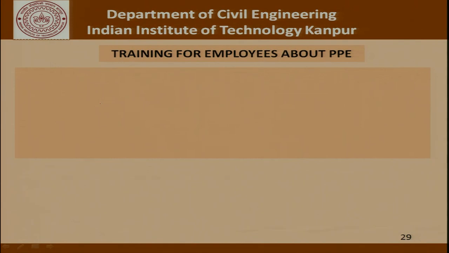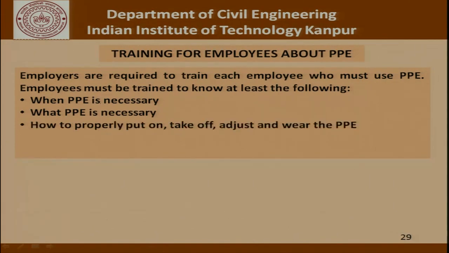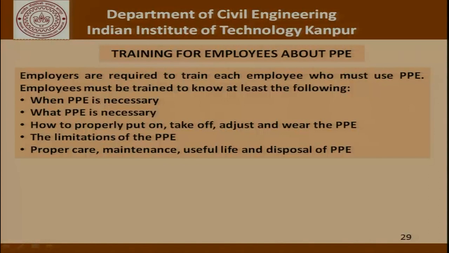Now, coming to the training of employees about PPE, the employers are required to train each employee who must use PPE, and the employees must be trained to know at least the following: when PPE is necessary, what PPE is necessary, how to properly put on, take off, adjust and wear the PPE, and the limitations of the PPE. The employees have to be told and educated that wearing the PPE does not protect them from all hazards. There are limitations depending on the type of PPE being used. Proper care, maintenance, useful life and disposal of the equipment has to be a part of the employee training.